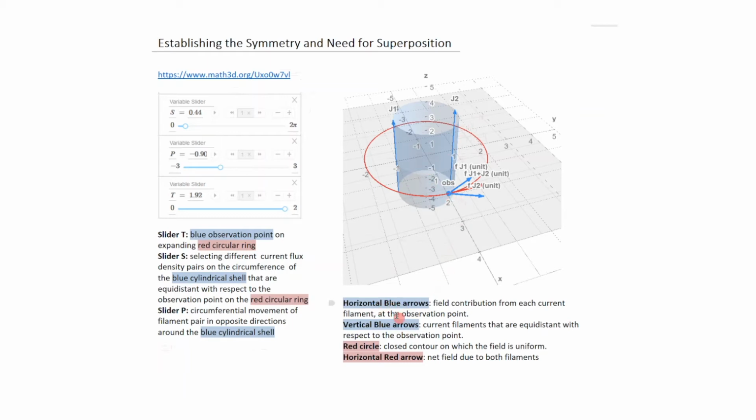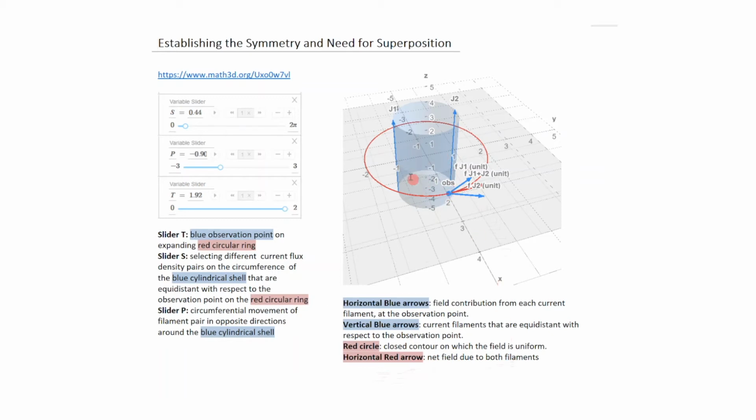And so this is now just a description. The horizontal blue arrows, which you see here, are the field contribution from each current filament at the observation point. And the vertical blue arrows, which are these ones, are the current filaments that are equidistant with respect to the observation point. This distance is the same as this distance. And the red circle is a closed contour on which the field is uniform. And we'll essentially show how that's possible. Horizontal red arrow is a net field due to both filaments.